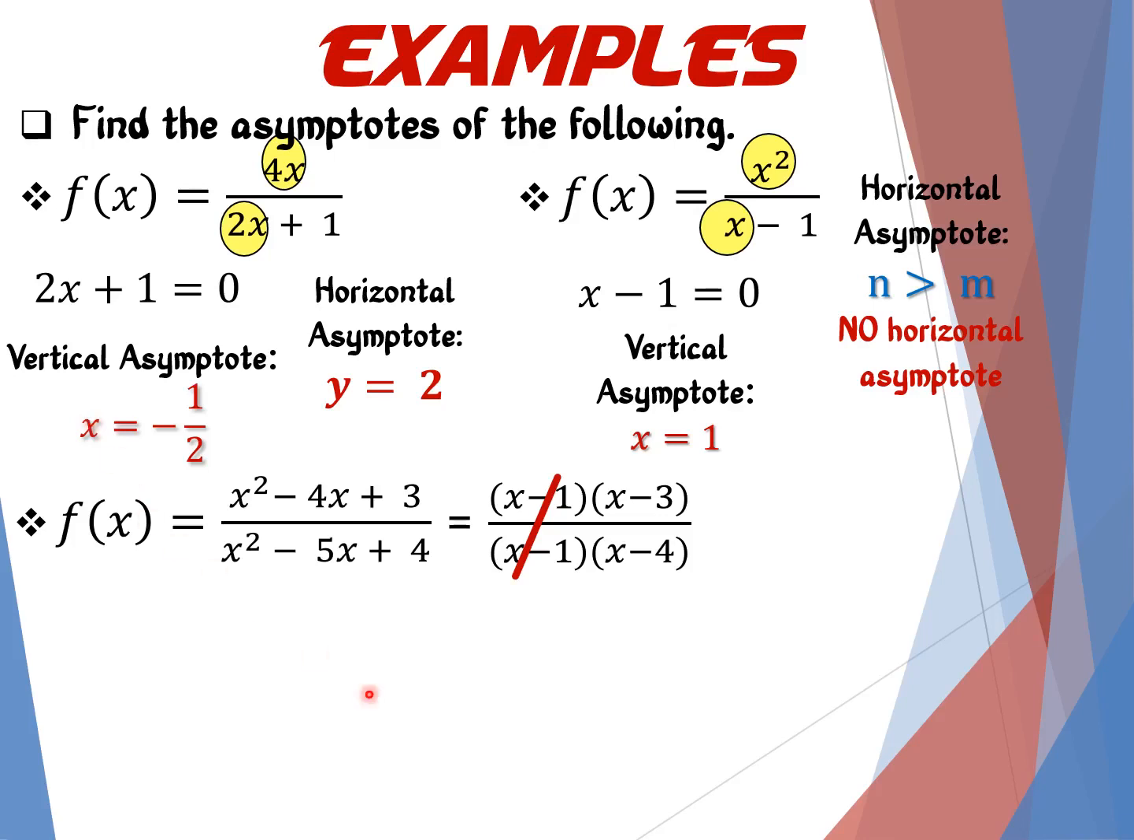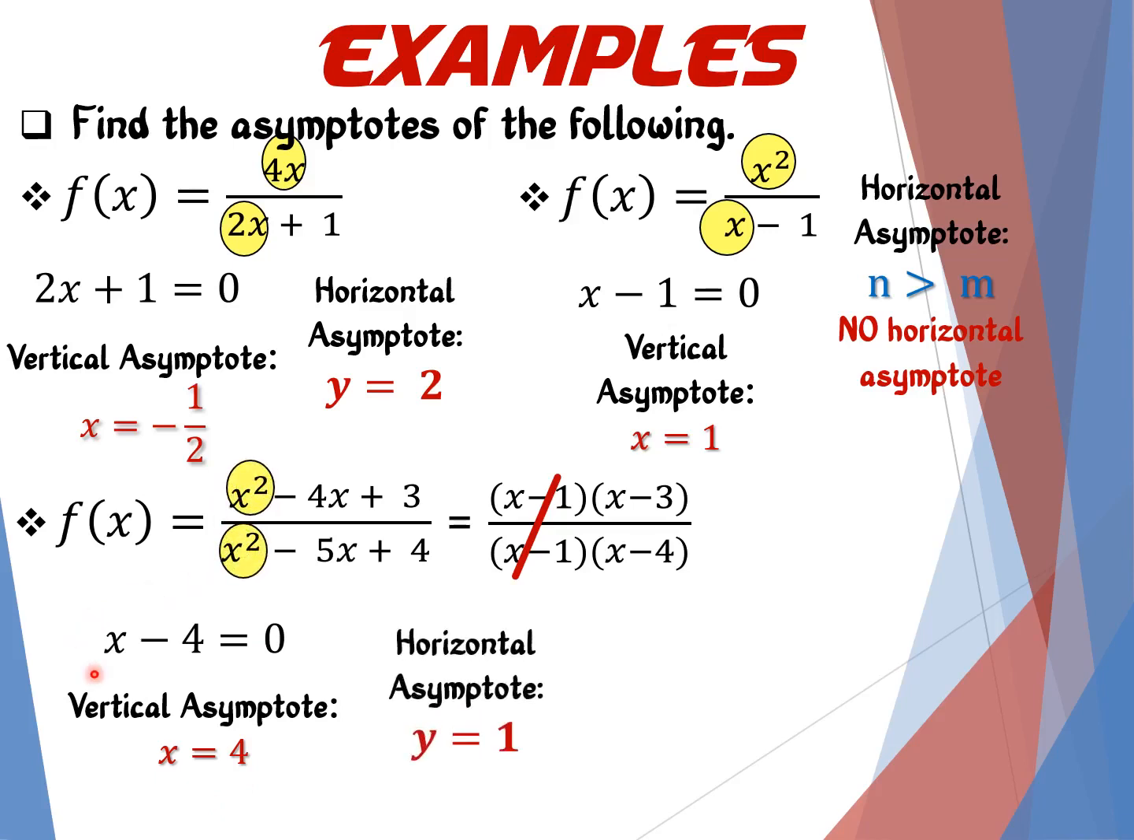Now, to get the vertical asymptote, again, we equate the denominator to 0. So your vertical asymptote will simply be x is equal to 4. And then, for the horizontal asymptote, since the exponents are equal, we will get the numerical coefficients. So, 1 divided by 1, that is simply y is equal to 1. So, that is the horizontal asymptote of that function.